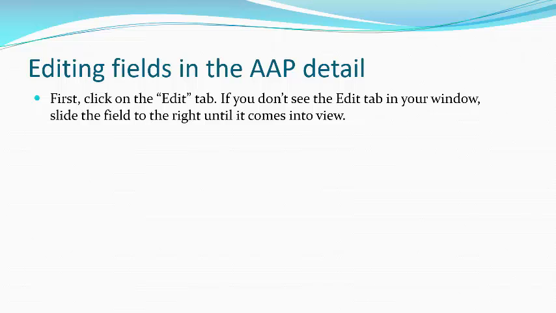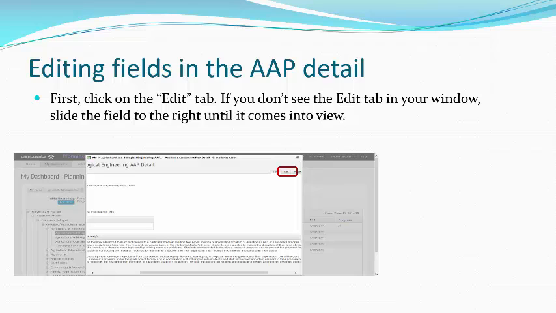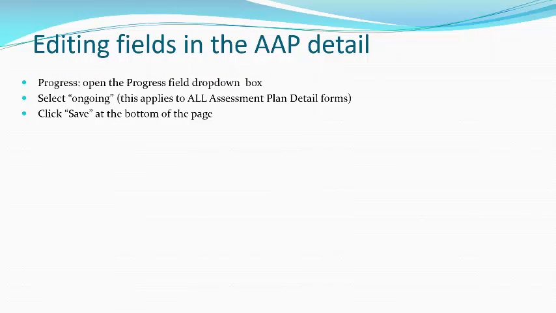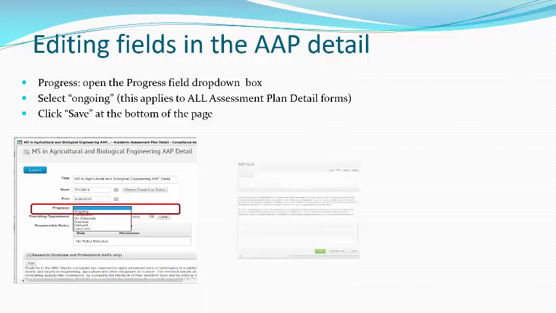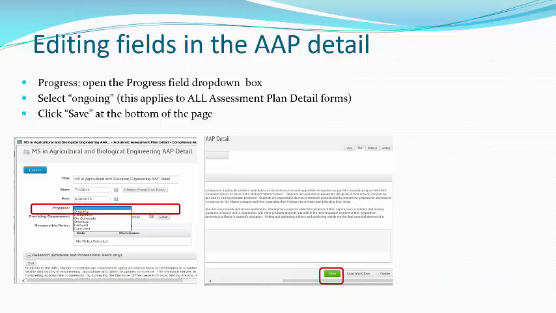Now, when you're editing fields in the Academic Assessment Plan Details section, you first have to click on the Edit tab. If you don't see the Edit tab in your window, just slide the field to the right because it will come into view. Sometimes it's hidden because of where the particular detail opens up. Okay, again, editing here, for the progress, we have to have you enter a progress field. Almost always, this will be ongoing. It applies to all of the academic assessment plan detail forms, and you simply click Save at the bottom of the page.